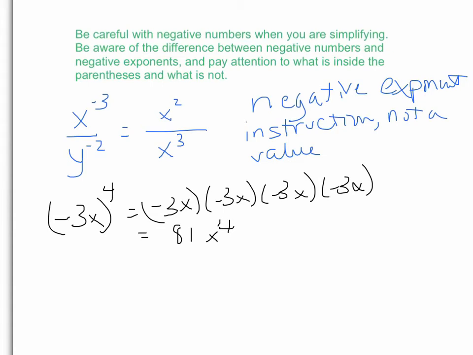You also need to be careful with where things are. If you have negative 3x to the 4th, that's not the same thing as the example in black. That means negative 3 and then x times x times x times x, which is negative 3x to the 4th. That's not the same thing as putting the exponent outside the parentheses where it applies to everything in the parentheses. This 4 only applies to the thing it's next to. So pay attention to those things.